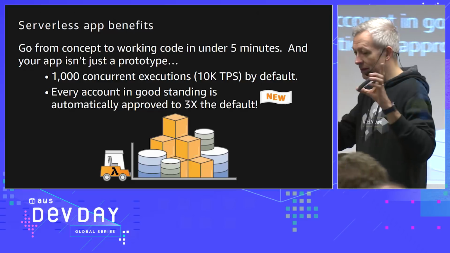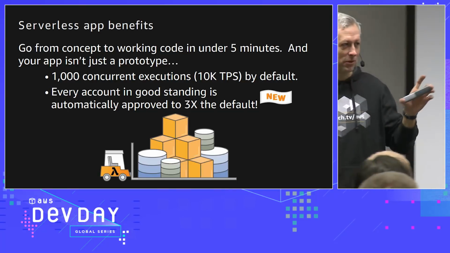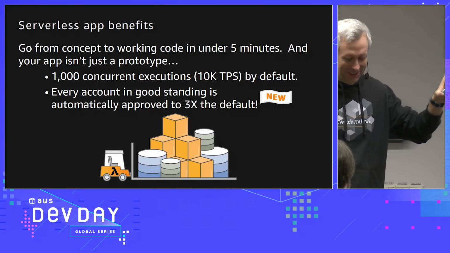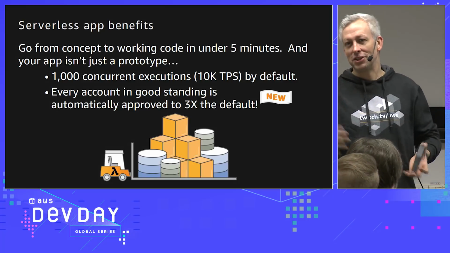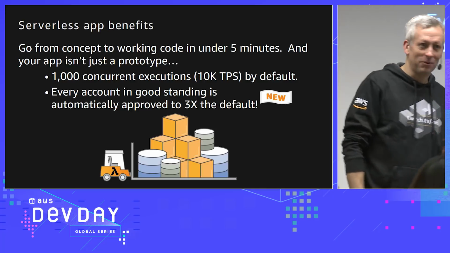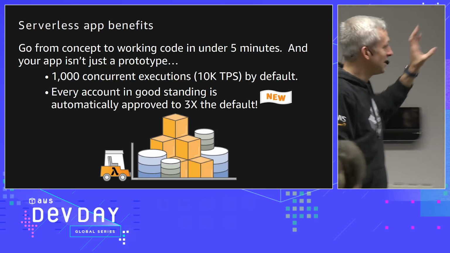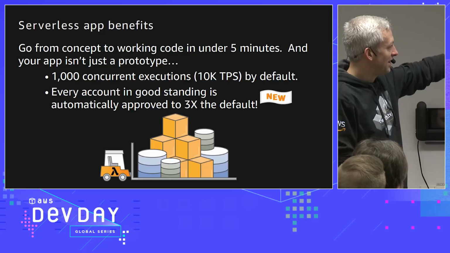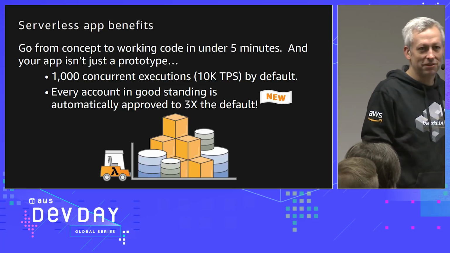Okay, so as long as your account is in good standing, kind of reminds me of World of Warcraft, that you've got positive reputation with the AWS faction. Some of you will get that joke. You've been grinding whatever those things are that we need to gain that. Then you can automatically get approval to 3 times the default.